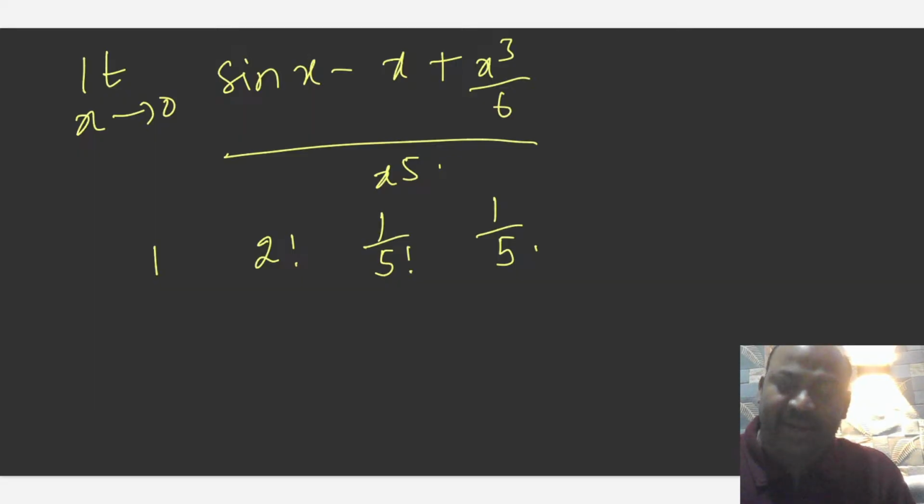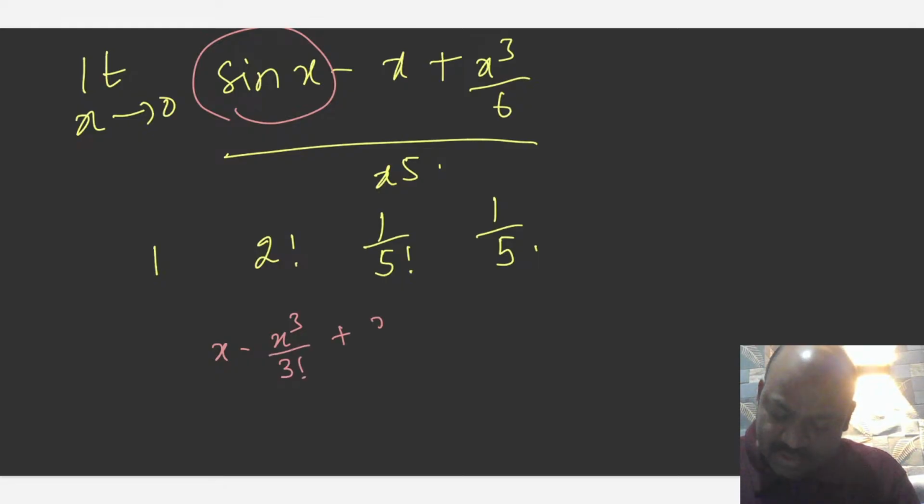1 by 5 factorial. That's beautiful. How will you get this sin x formula? Did you remember the sin x expansion from yesterday's list? So what is this? x minus x cube by 3 factorial plus x power 5 by 5 factorial, alternating plus and minus. So till where do you have to write? Very simple, dear. Till x power 5 you have to write.